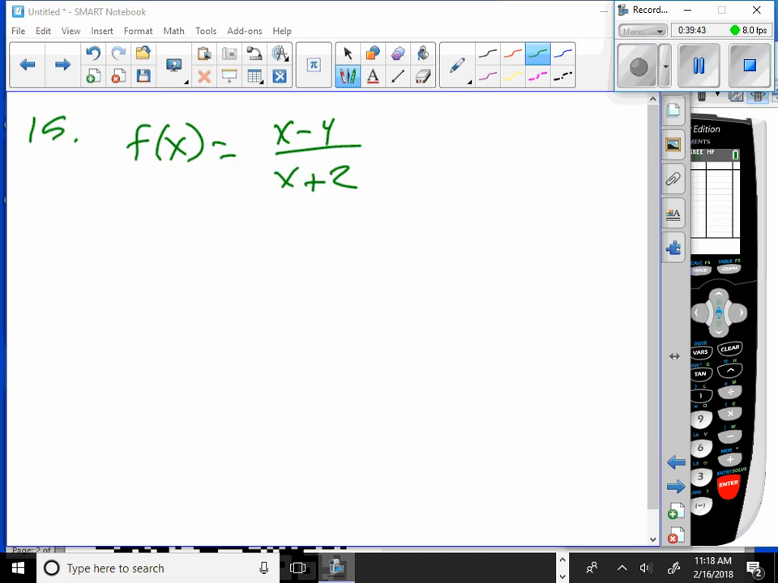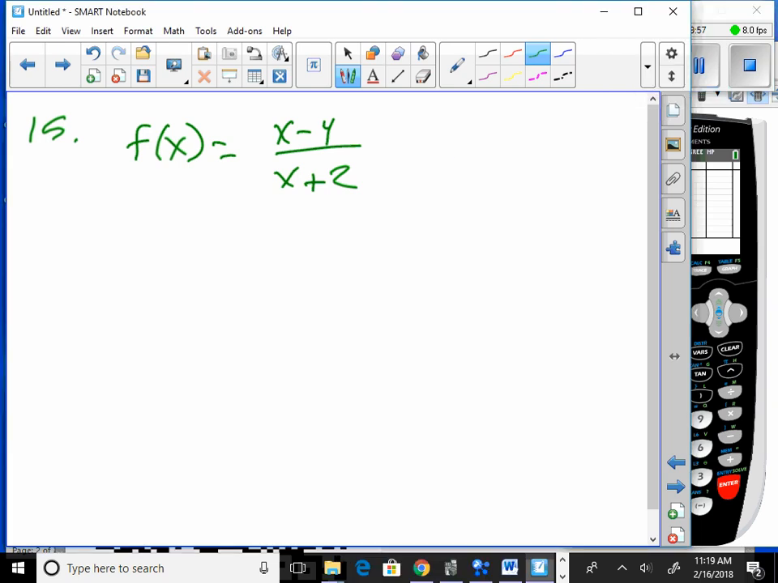Okay, so 15 wants us to graph. I'm going to do most of this by hand. If I want to graph a rational function, I need to start by knowing where my vertical and horizontal asymptotes are. Starting with the horizontal asymptote, is this top heavy, bottom heavy, or powers equal? Good. If it's powers equal, we do the ratio of the leading coefficients. Yep, 1 over 1 is 1.